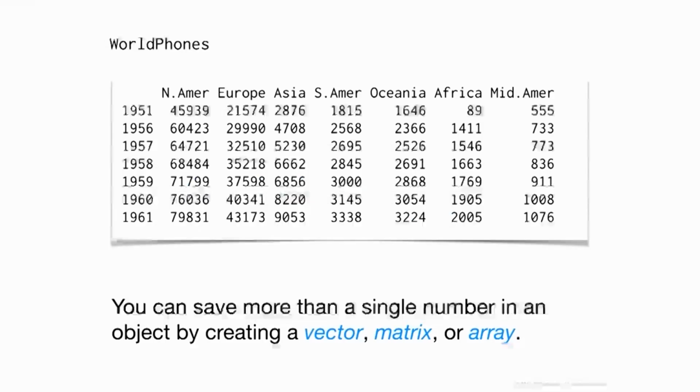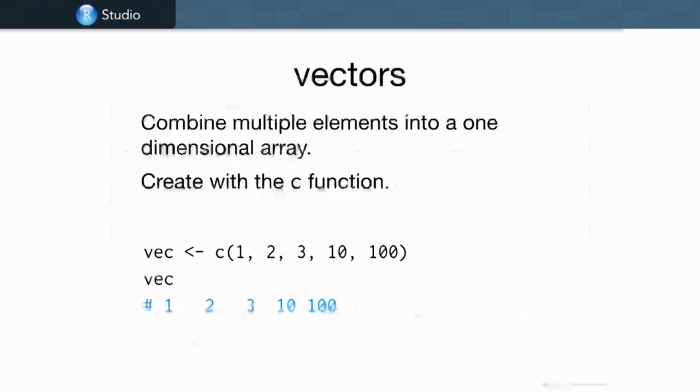So when you typed in world phones, you should have seen something that looks like this, basically a matrix of numbers. This is a data set that shows the number of phone connections in the different continents of the world between 1951 and 1961. So you could see how the popularity of the phone spread in different places. But this is not a number. This is a matrix of numbers. And you could save groups of numbers like this into objects by building a data structure, such as a vector, a matrix, or an array. Let's take a look at how you could do that.